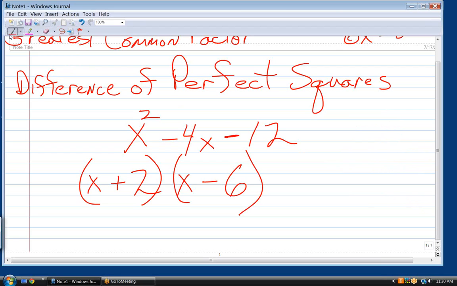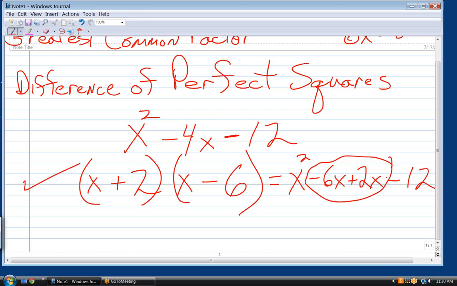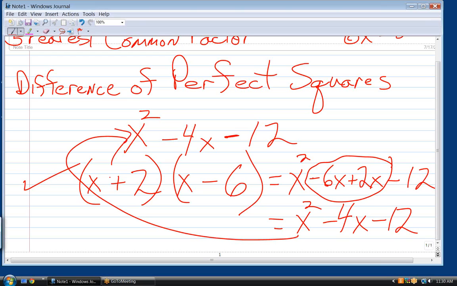Now, we got another minute. The way I would prove that this is correct, in other words, just to know that you've done it properly, is to multiply it back together again. Well, if I FOIL these two things, I get x squared minus 6x plus 2x minus 12. Well, the only two terms I can ever combine are those. So now I've got x squared minus 4x minus 12. That's what I started with. I've done it correctly.